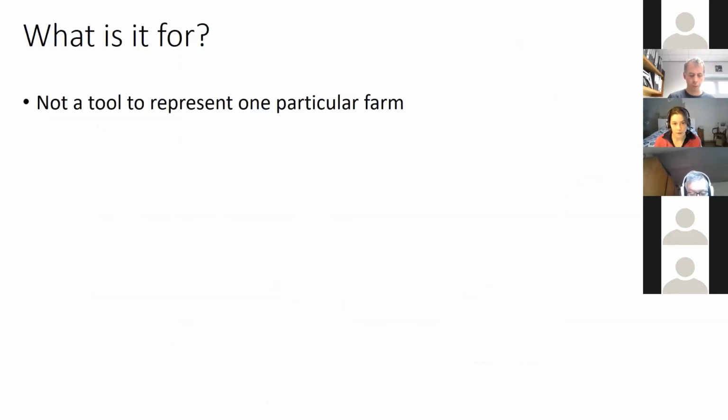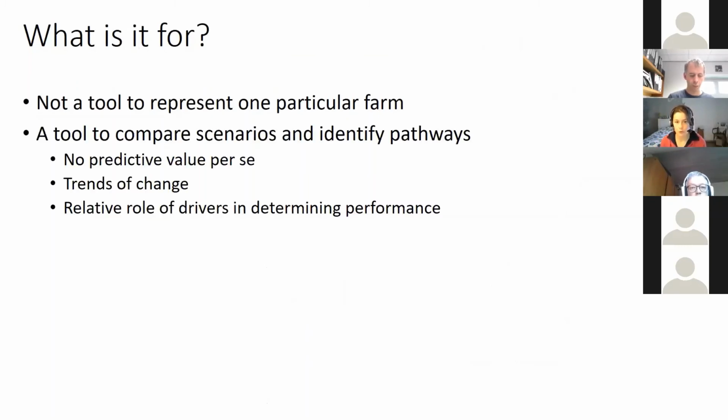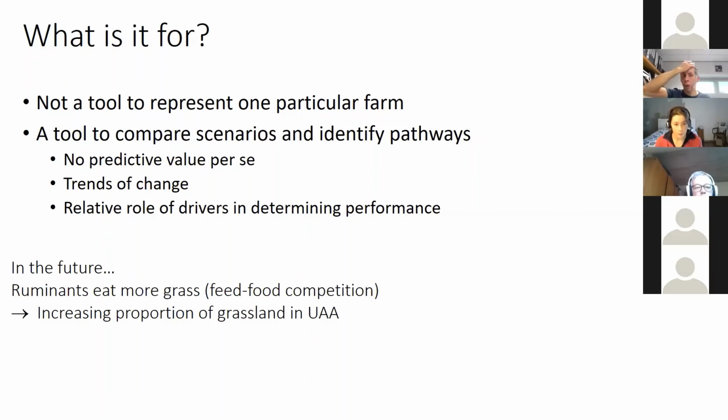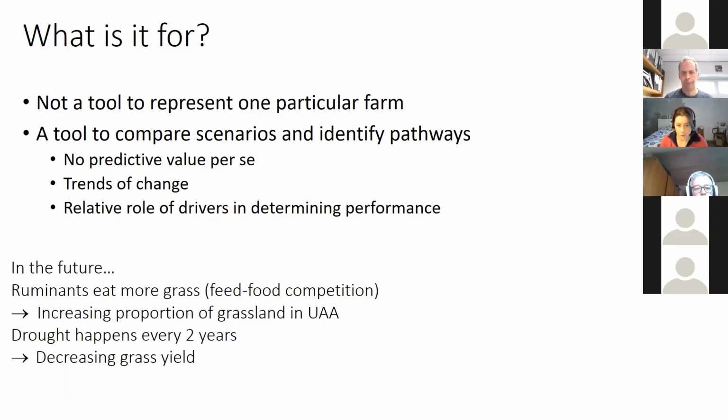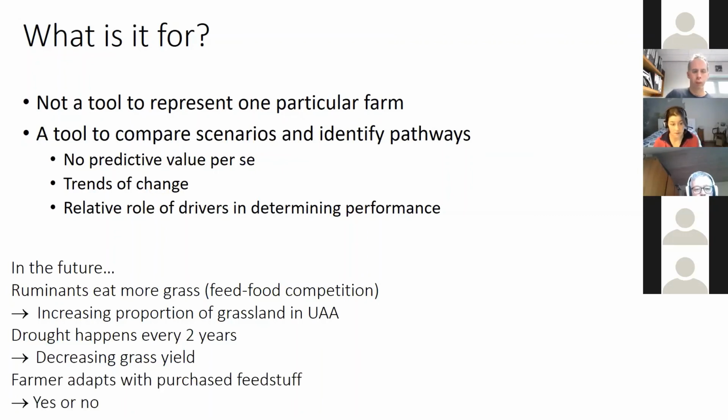So what is it for? I think the tool we develop is not a tool to represent one particular farm. It's much more a tool to compare scenarios, identify pathways and trends of change, and understand the relative role of drivers in determining herd performance. For instance, we know that in the future, ruminants should eat more grass because of the question of feed-food competition. So we may have a scenario of increasing the proportion of grassland in the farm surface. Drought can happen every two years, let's say, because of climate change, so there is a decrease in grass yield, and farmers can adapt or not by buying purchased feedstuff.